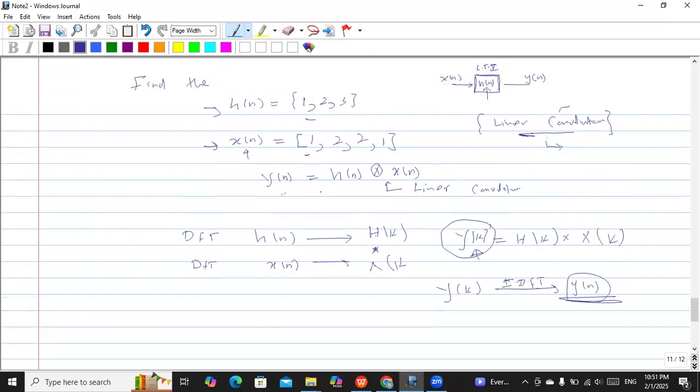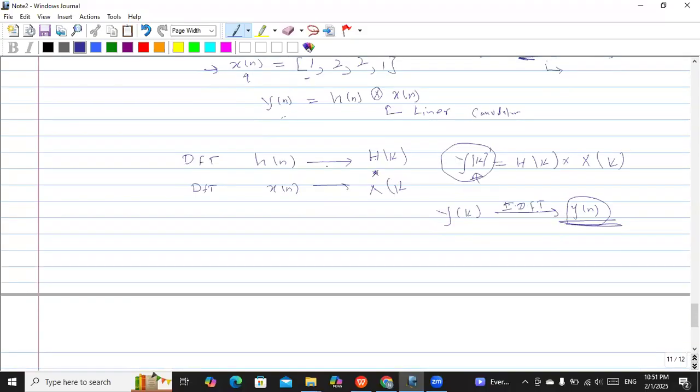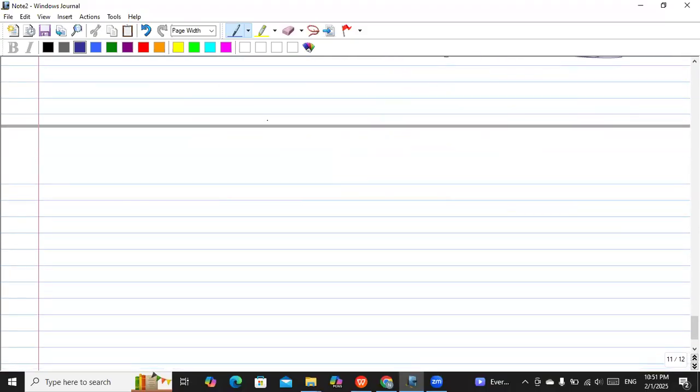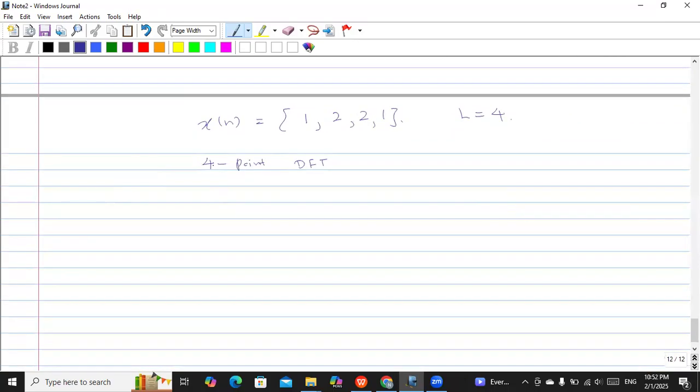First we will take Xn. So Xn is 1 2 2 1. This is our signal. What is the length of this signal? That is 4. Then at least you need to find a 4-point DFT here. That is no need according to our example, but we will find the 4-point DFT also.